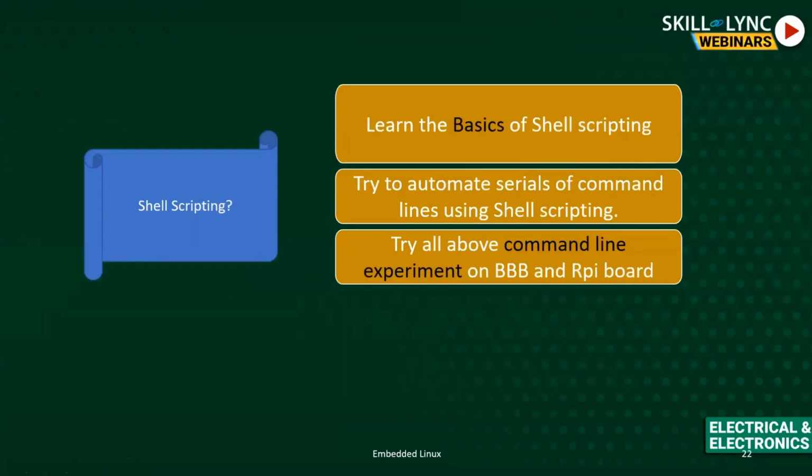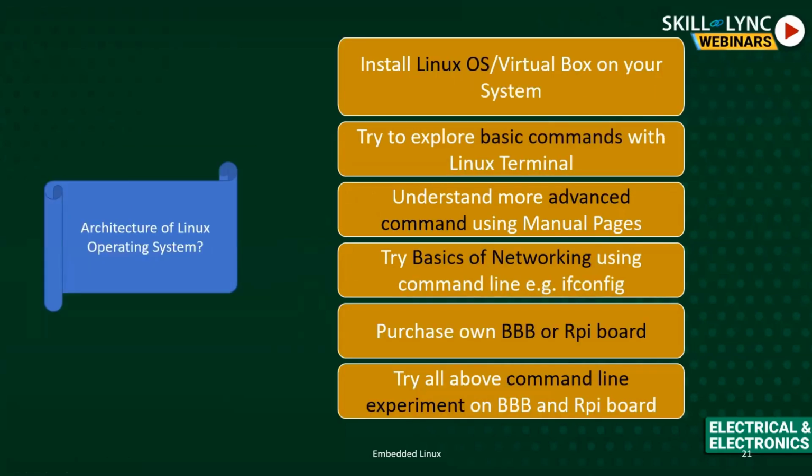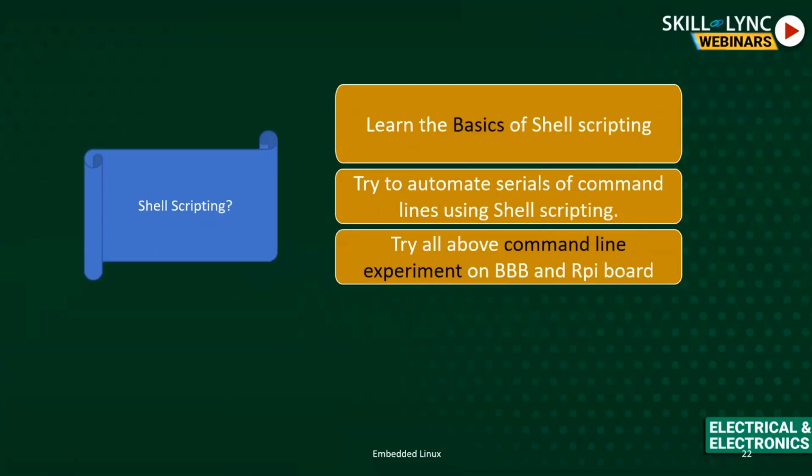Next part is shell scripting. Here, after getting these details, you will get a very good first level of confidence that, okay, I'm well acquainted with the Linux OS. Now let's do some kind of experiment, some kind of programming. Shell scripting is a basic element where you don't need to install any compiler or editor. By default, any flavor of Linux comes with the shell editor as well as compiler. So here you can automate things using shell scripting, and the same thing you can try on the BeagleBone and the Raspberry Pi board.